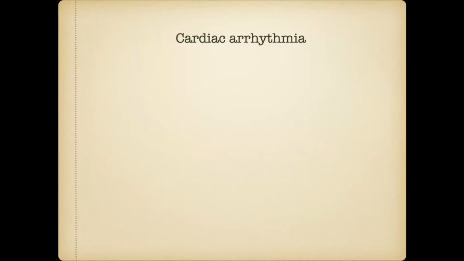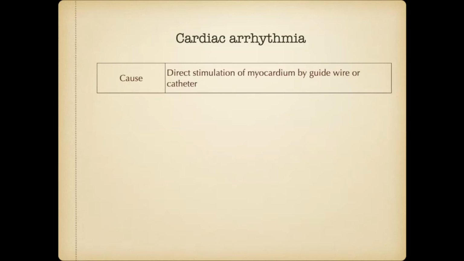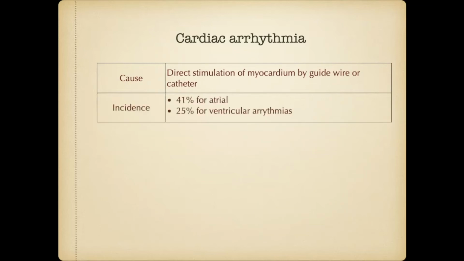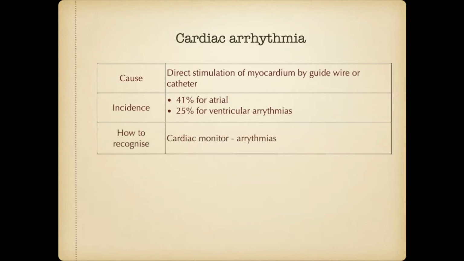The next complication that a patient can develop is a cardiac arrhythmia. Basically, because we are directing through the venous system and then towards the right atrium, sometimes it can go too deep and cause direct stimulation of the myocardium by the guide wire or the catheter itself. So this can affect both the atrial and the ventricular system. Hence, the patient should be on a cardiac monitor.